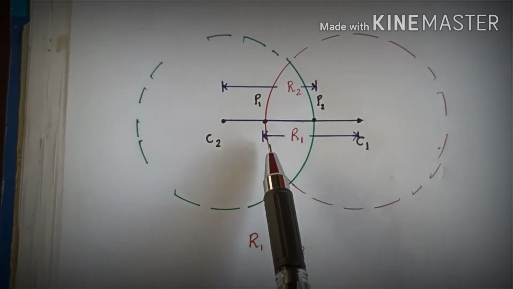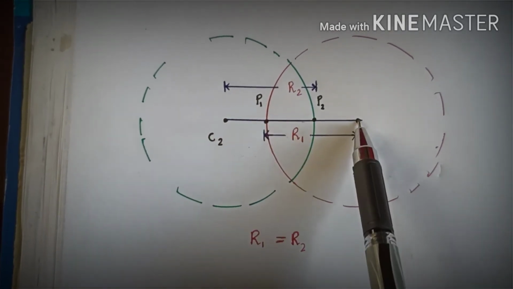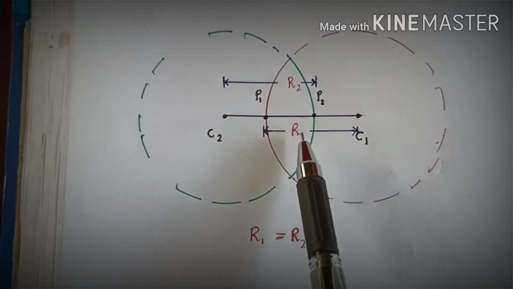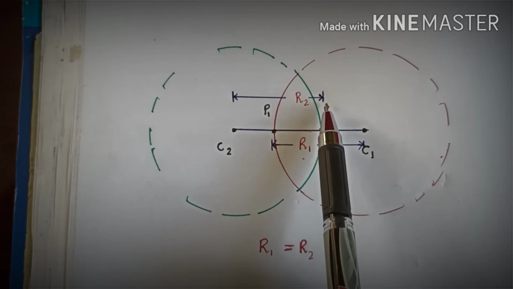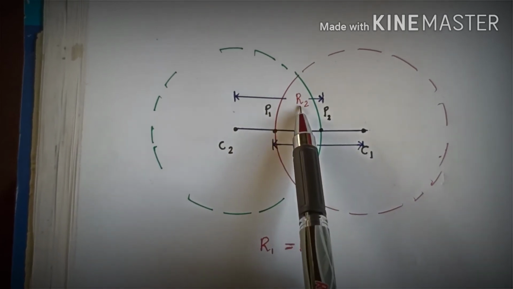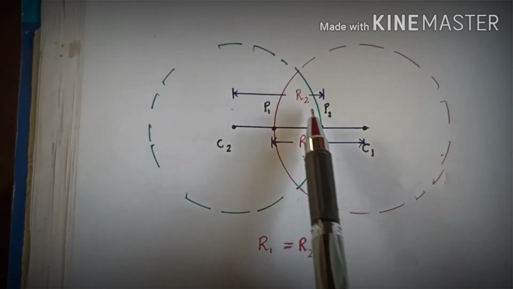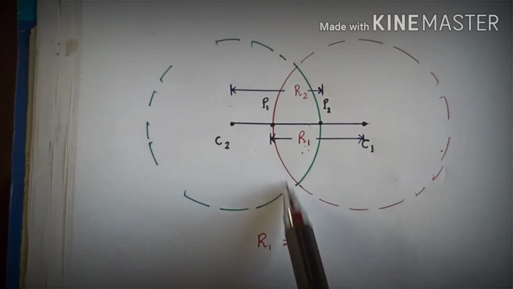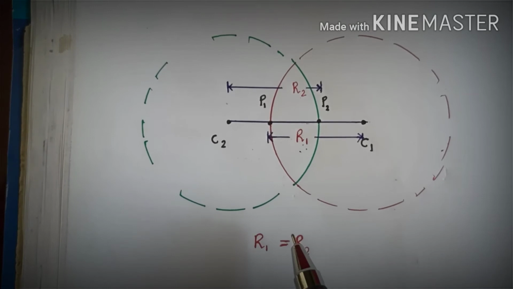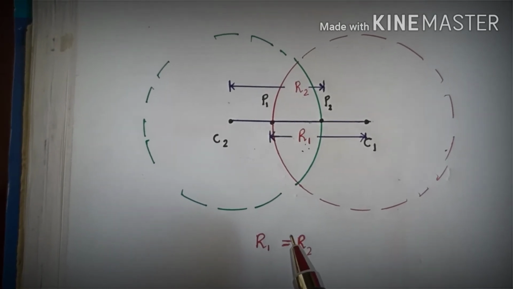In this case, the radius of curvature of the first surface, the distance P1 C1, is R1, and the radius of curvature of the second surface, the distance of C2 from P2, is R2. If R1 and R2 are equal, this value and this value are equal, then this lens will be called an equiconvex lens.